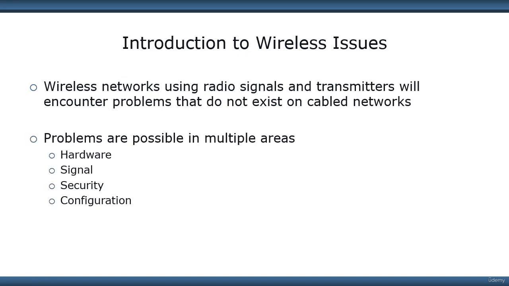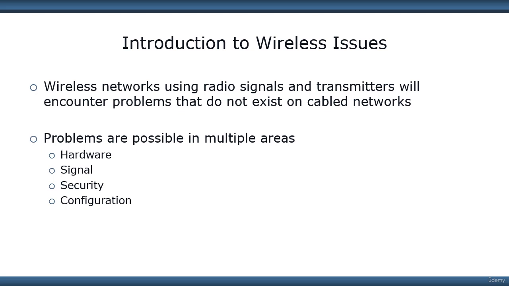So we're going to start with wireless problems. It's the first of the list of objectives on the exam. Wireless networks are obviously using radio signals and transmitters, and they encounter problems that do not exist on cabled networks. The problems are possible in multiple areas. We can have actual hardware problems like a physical NIC or a physical access point. We can have signal-related problems like interference, environmental factors, attenuation and loss, distance, etc. Security problems such as encryption mismatches, the wrong passphrases, the wrong SSID, and then just configuration problems.